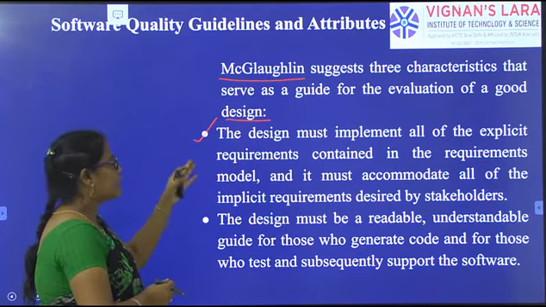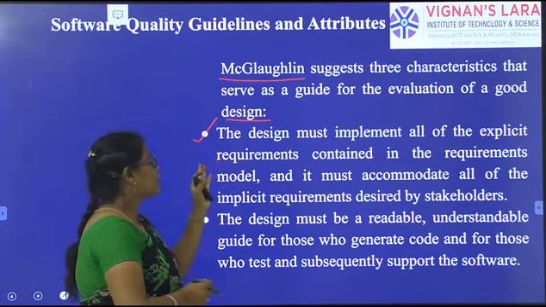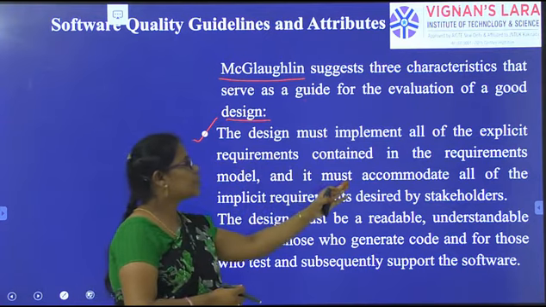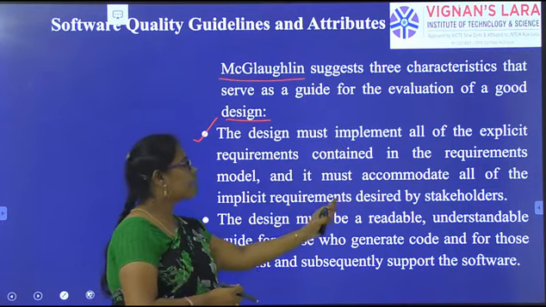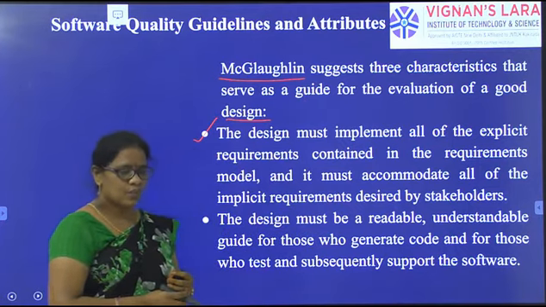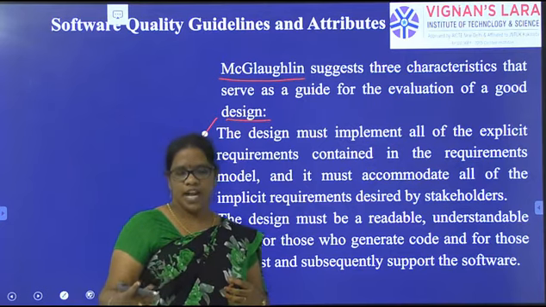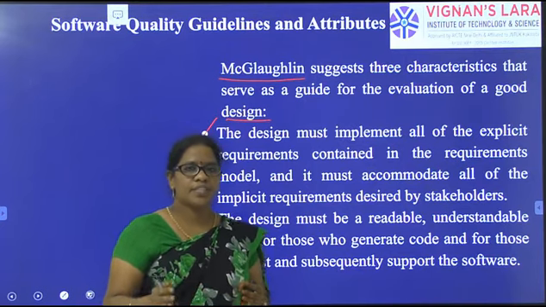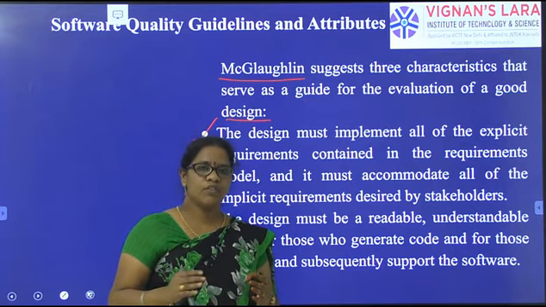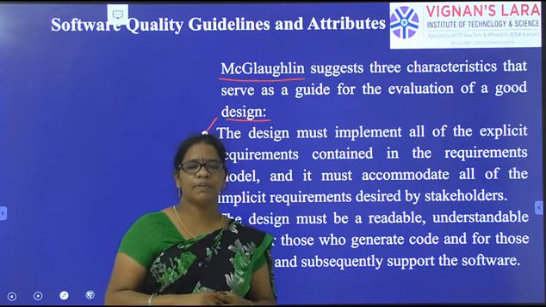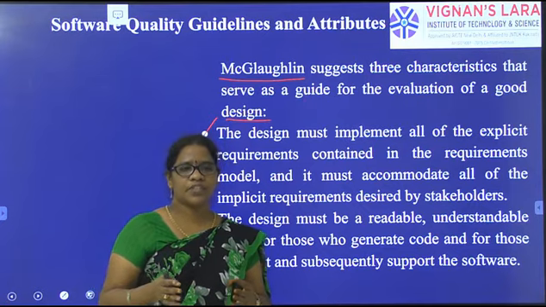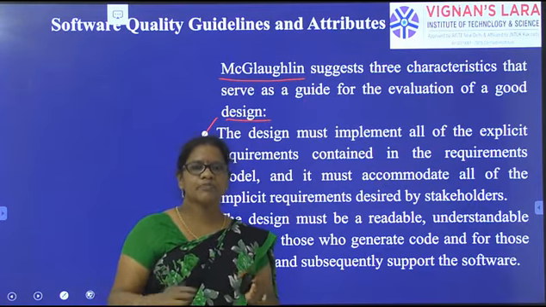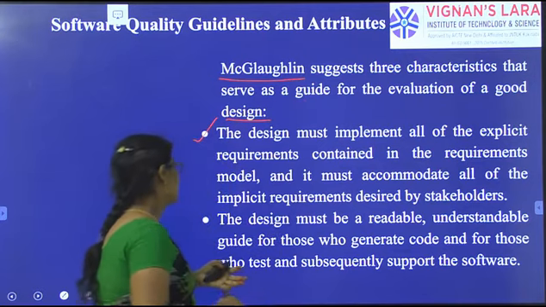Whatever the explicit requirements contained in the requirements model, the design must implement them, and it must accommodate all of the implicit requirements desired by the stakeholders. At first, in the starting of the project, some requirements are given by the stakeholders. After that, if the stakeholder gives some more requirements later on, we have to implement all those things.